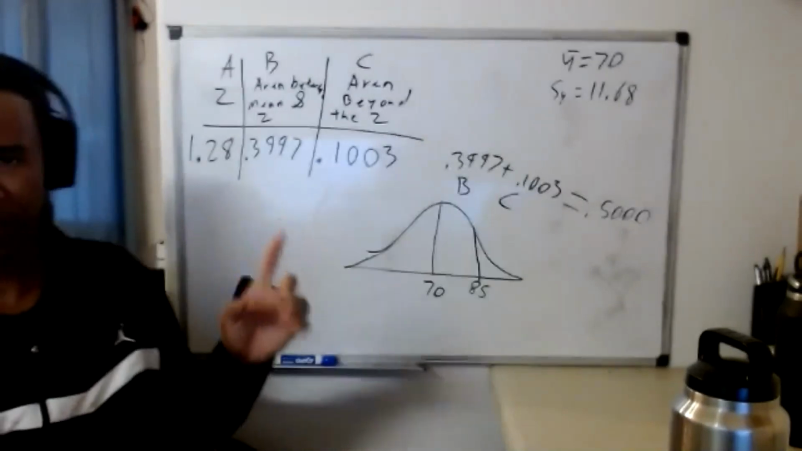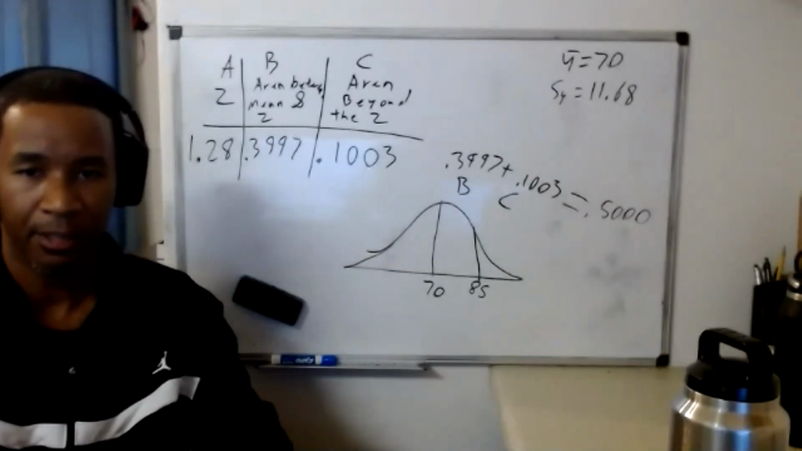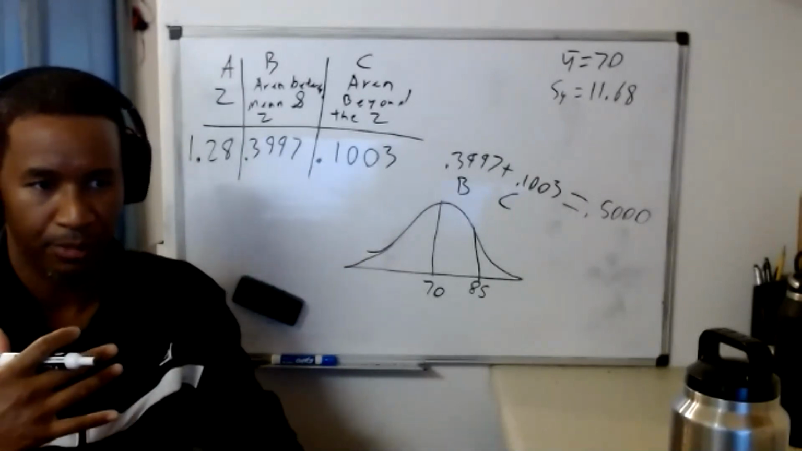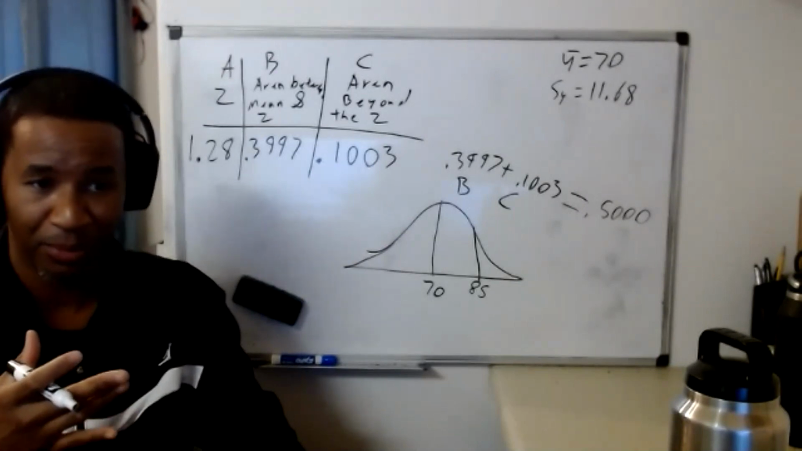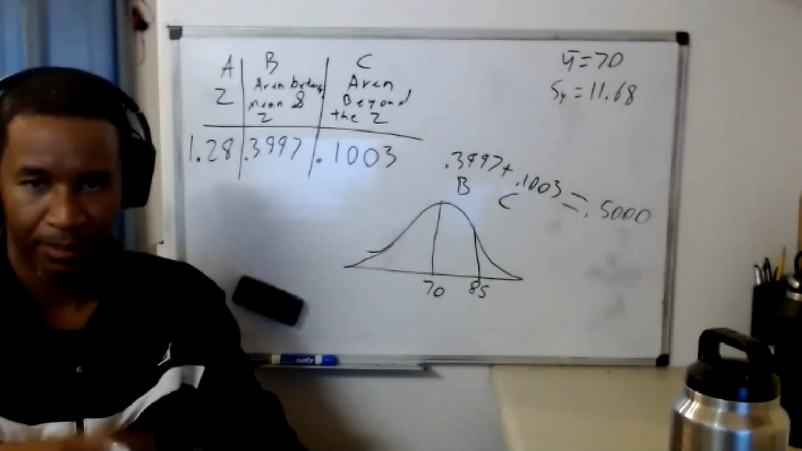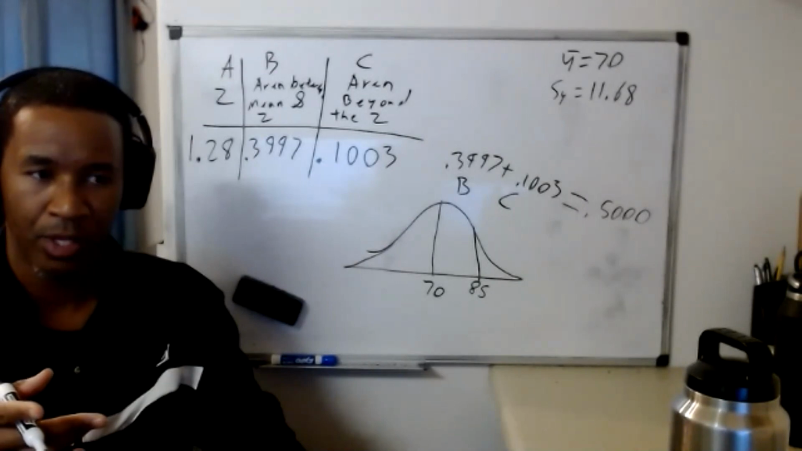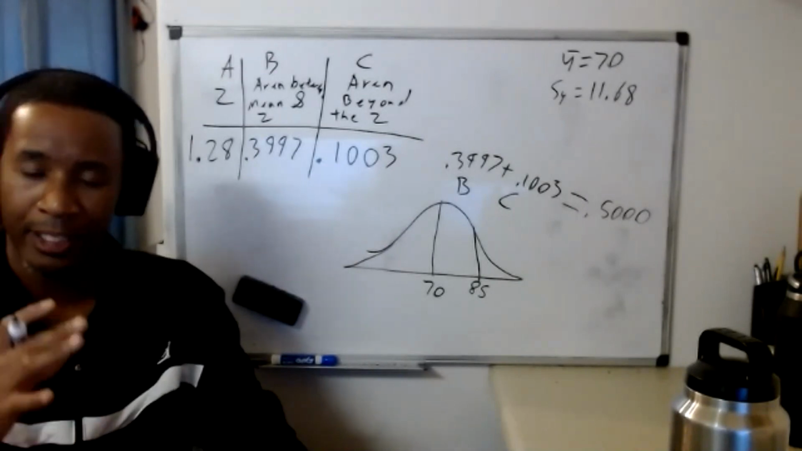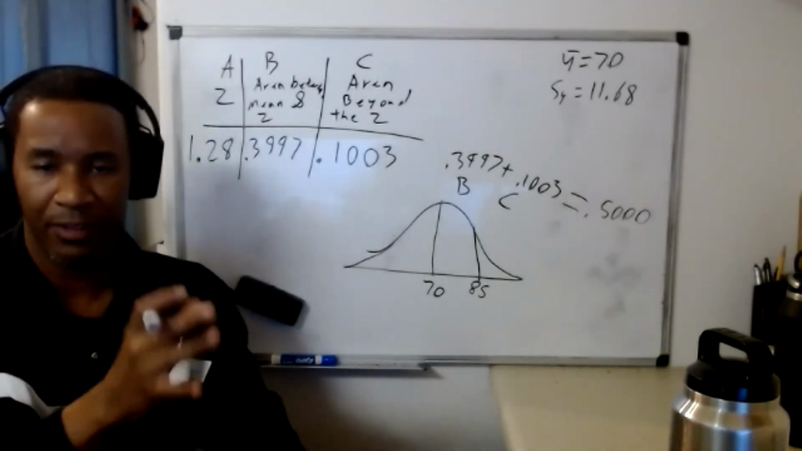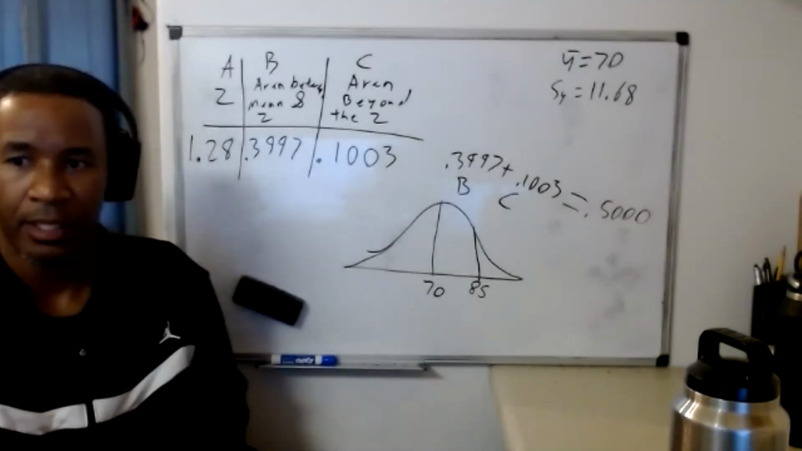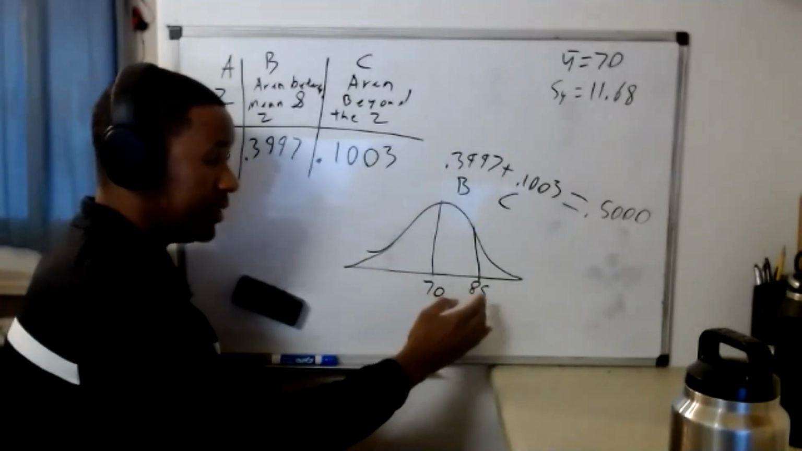For any Z value, the B column plus the C column will always add up to a proportion of 0.5000. In percentage terms, you take 0.5000 multiplied by 100, and you get 50%. Why is this important? It's important to understand that when you are looking in the standard normal table, you are only looking at 50% of the distribution.